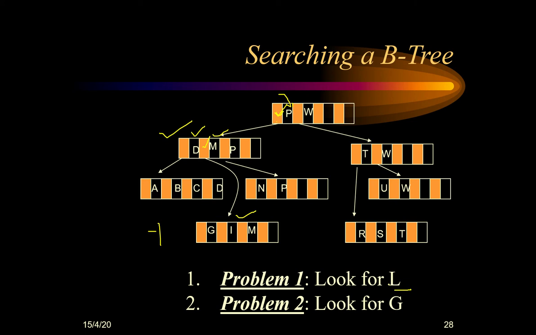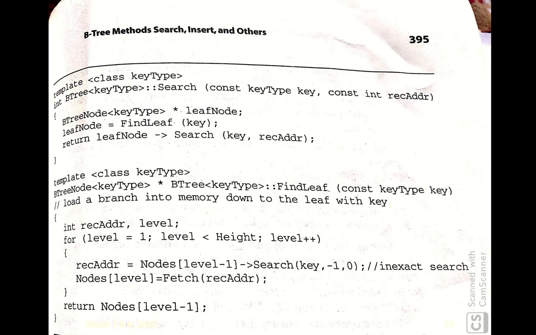Now in the case of G, the same conditions are checked. We check with P, it is less than, so we go with D. No, it is not less than, it is greater than D. So we check with M, yes, it is less than M, so we go to the second node, that is GIM. Now when we check there, we find G. The location of G is returned, telling it is found. These are the two cases which we are going to see with the algorithm. So this is how the algorithm works.